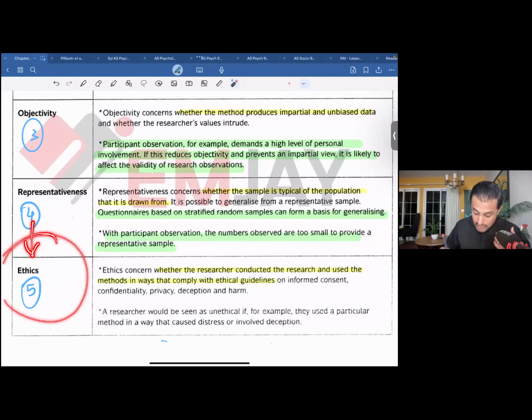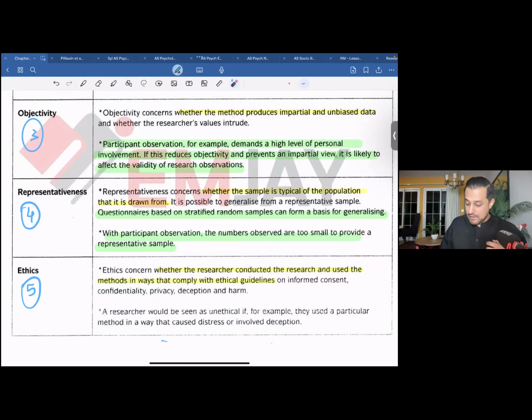Towards the end, we'll speak about ethics. Ethical guidelines play a very important role while conducting sociological research. Ethics concern whether the researcher conducted the research and used the methods in ways that comply with ethical guidelines. These are guidelines established by various organizations, which are to be followed by sociologists. They're guidelines. Many sociologists do follow them, many don't.